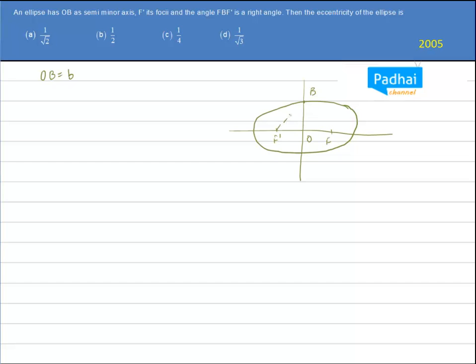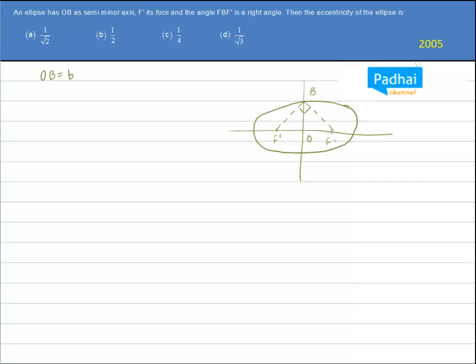So let's see what the question is talking about. So the question is talking about this thing. It is given to you that this angle is 90 degrees. Okay, and you now need to find the eccentricity of the ellipse. Okay, let's see. At the first go, nothing is clear about how I'll find the eccentricity.